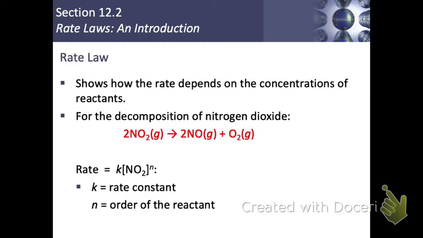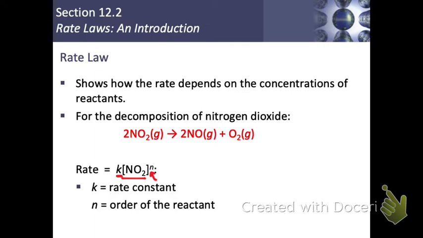Okay, it's called a rate law. This is called the rate constant. What do the brackets mean? Remember, we talked about that yesterday. What does it mean for something to be in brackets? Good. It means we're talking about the concentration of that particular substance. And then N is given in an exponent form, and N is called the order of the reactant. And so we'll talk about what that means and how we calculate the order of the reactant.